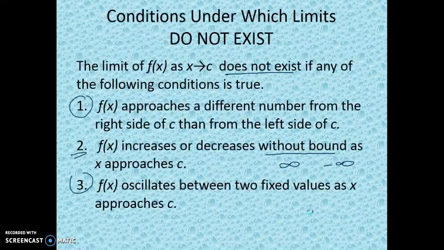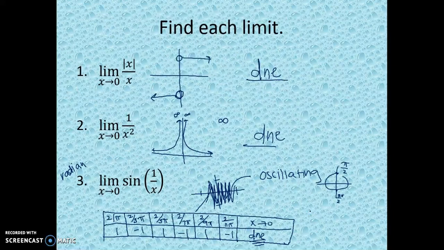Want to go back to your does not exist ones to show you why we didn't do direct substitution back here. If you plugged 0 in here, that would have been something over 0. You can't have that. That's why we looked at the graph. Now, just because you can't have 0 in the denominator does not mean that it's going to be does not exist. But if you get 0 in the denominator, you need to check your graph and see what the limit is.